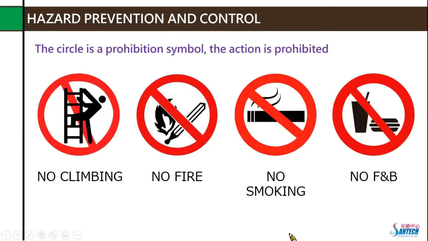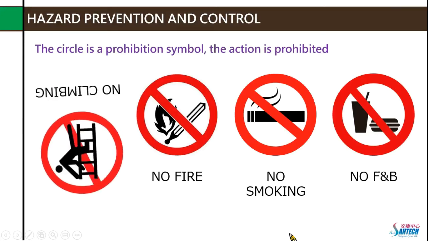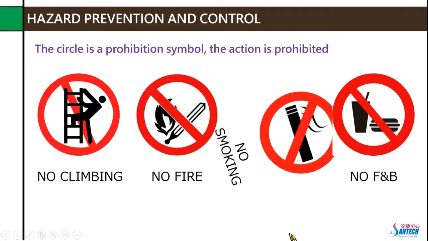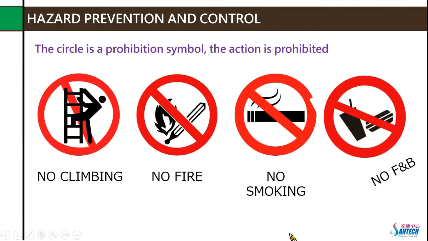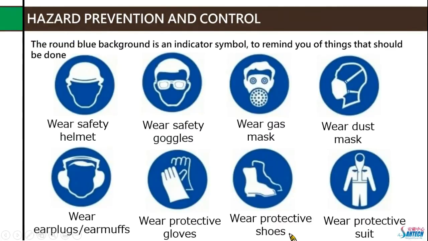Hazard prevention and control. The circle is a prohibition symbol. The action is prohibited, such as no climbing, no fire, no smoking, and no food and beverages. The blue background is an indicator symbol to remind you of things that should be done, such as wear safety helmet, wear safety goggles, gas mask, dust mask, earplugs or earmuffs, protective gloves, protective shoes, and protective suit.